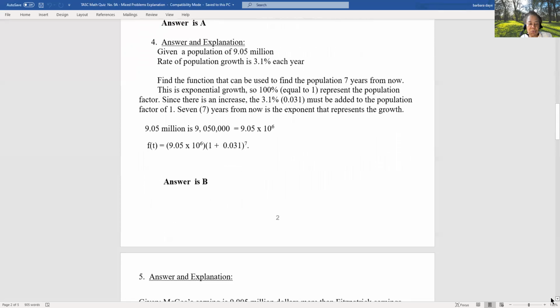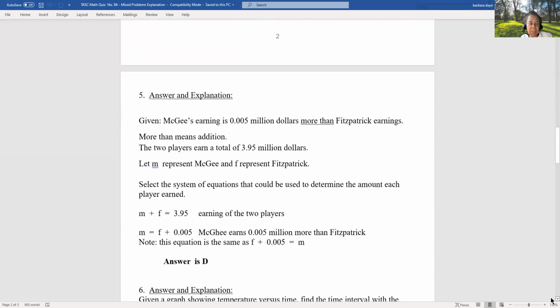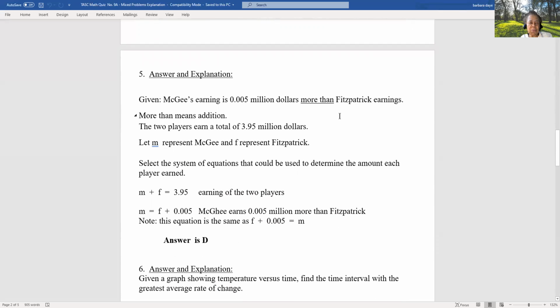Okay, let's go to number 5. Number 5, you're given 2 football players' earnings, McGee and Fitzpatrick. McGee earns $0.005 million more than Fitzpatrick. More than means an addition. That means you add this $0.005 million to Fitzpatrick, and you get McGee's earning. The 2 of them earn a total of $3.95 million.